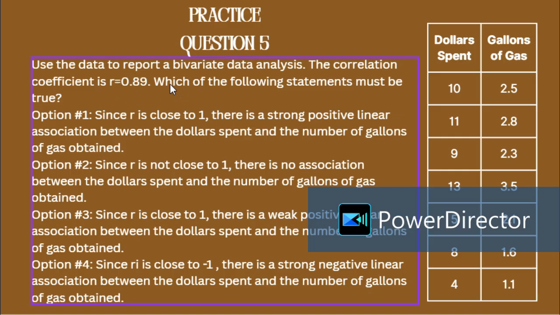0.89 is considered close to 1. Okay, so you're going to want close to 1 as your answer. So is it a strong positive linear association or a weak positive linear association? It's going to be strong.